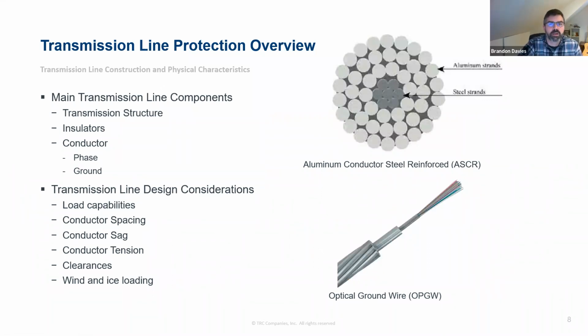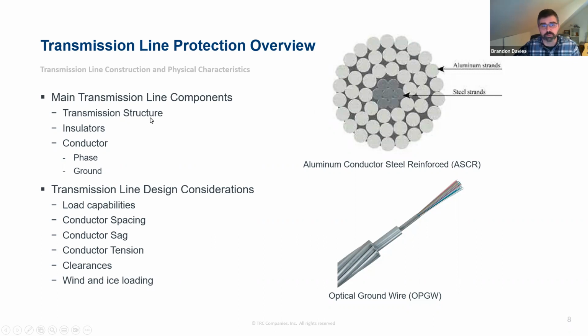So if we take a look at the physical characteristics of a transmission line, it's really made up of a handful of components that are important for us to understand as protection engineers, because we have to understand the different failure modes of those components and the types of faults, the types of failures we would need to detect as a protection engineer. So really the main components of a transmission line are the transmission structure itself.